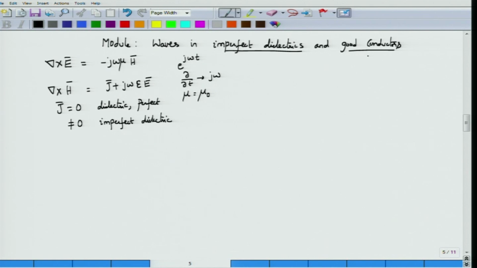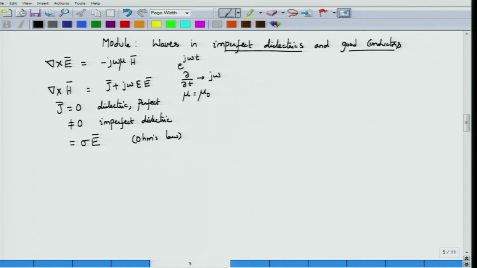So we have J non-zero, but we also invoke the fact that J is linearly proportional to the electric field in the form of Ohm's law. For the field expressions that we described earlier, J was equal to sigma times E, except in this case sigma cannot be infinity; sigma is a finite value.